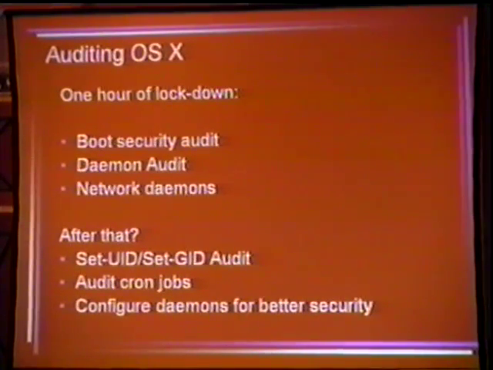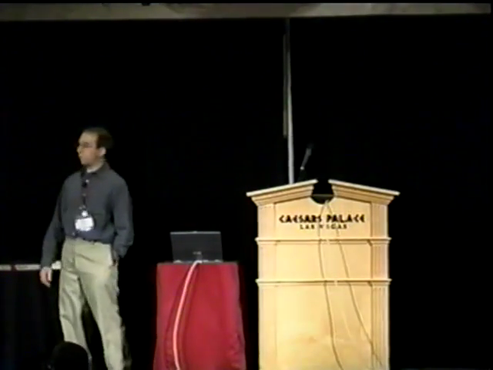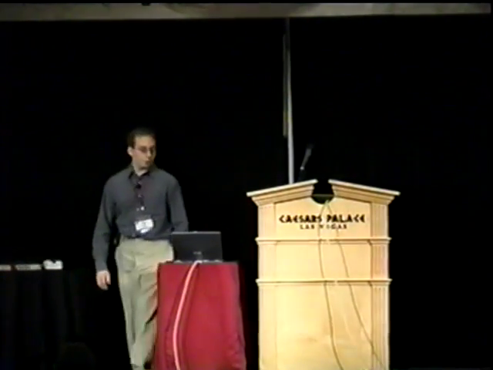After that, what you would do, and we'll get into a little bit, is a set UID audit. You look at the programs on the system that allow normal users to be root. Okay. We'll look at cron jobs. You look at the programs that are running on the system, and you just want to know what runs on this system in order to tighten it down. And then where you would go next would be configuring daemons for better security. Okay.